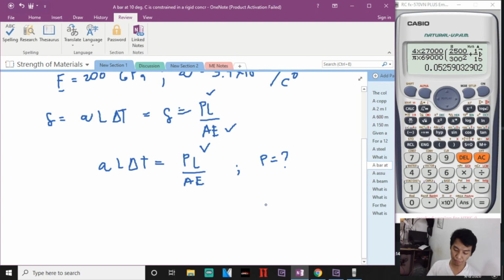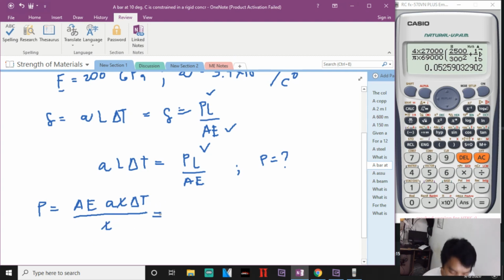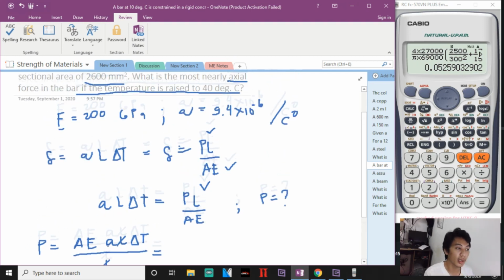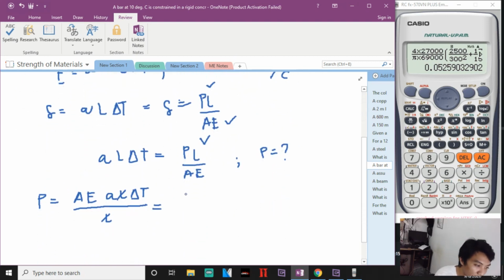Kapag in-expand mo daw yung bar, let us rearrange. P equal to yung A, E, alat over L. So, maka-cancel yung L. Area is, meron ng given, tignan natin yung given, that is 2,600 millimeters squared.